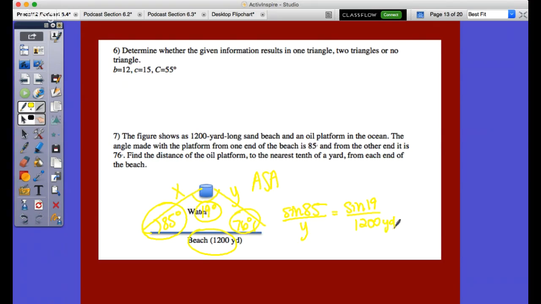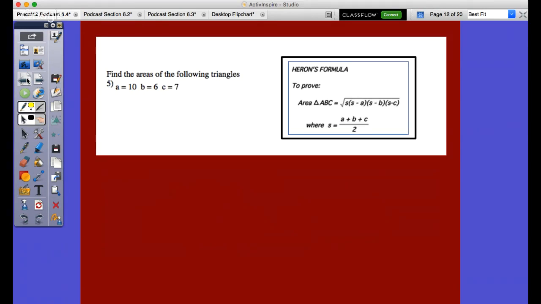This is yards. So then we could cross multiply, and just giving you a heads up on how to do y here: 1,200 sine of 85 equals y sine of 19. So we would divide by sine of 19. The only thing I would say is make 100% sure you do the multiplication first, then divide by sine of 19. Otherwise, it can be easy to mess that up. So just a heads up on that part.